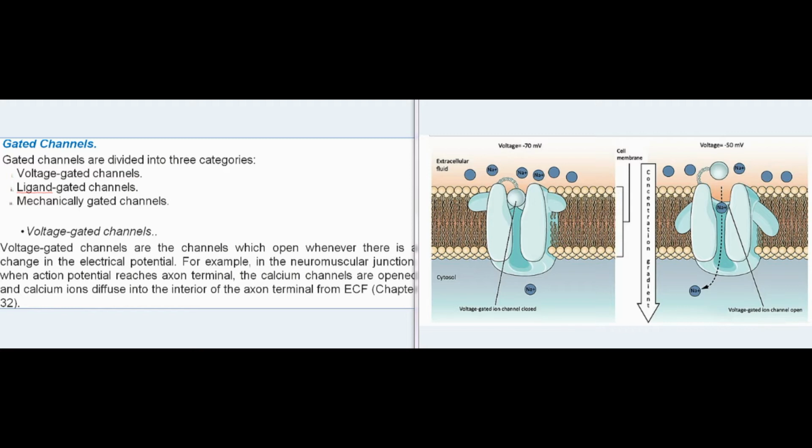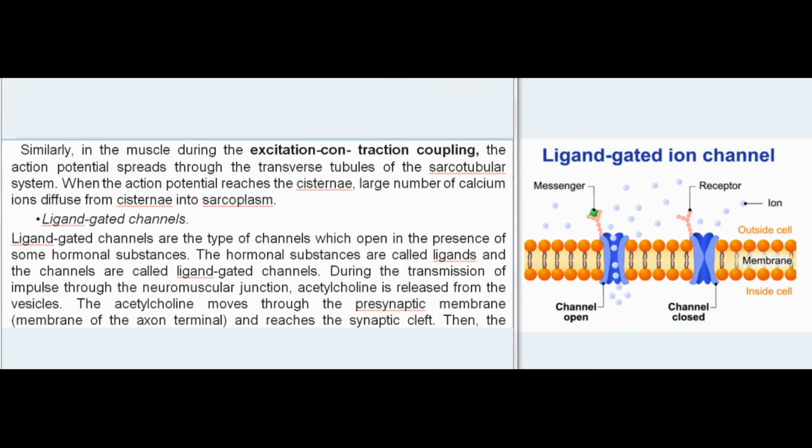Voltage-gated channels. Voltage-gated channels are the channels which open whenever there is a change in the electrical potential. For example, in the neuromuscular junction, when action potential reaches axon terminal, the calcium channels are opened and calcium ions diffuse into the interior of the axon terminal from ECF, Chapter 32. Similarly, in the muscle during the excitation-contraction coupling, the action potential spreads through the transverse tubules of the sarcotubular system. When the action potential reaches the cisternae, large number of calcium ions diffuse from cisternae into sarcoplasm.